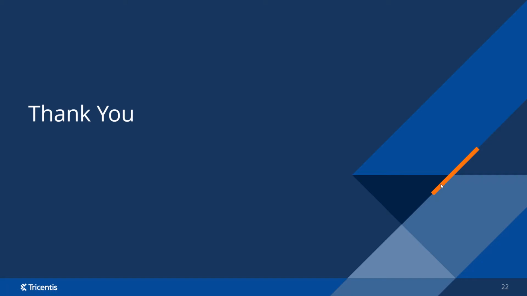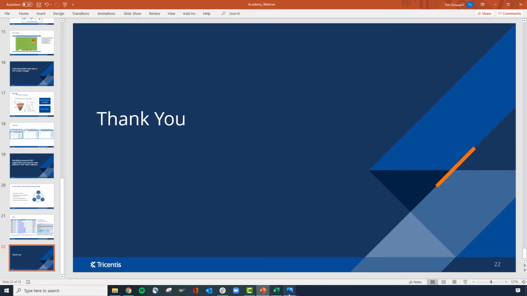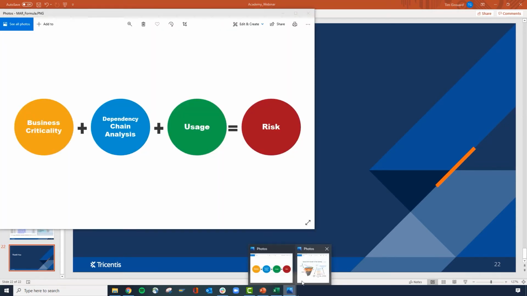Okay, the first question. Can you go into more details about the differences between impacted and most at risk? Yes, for that I'd like to use these graphics here.